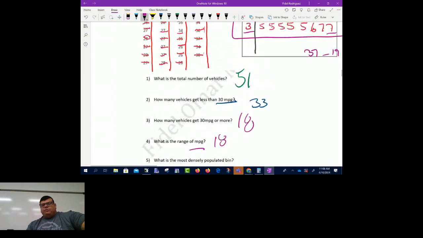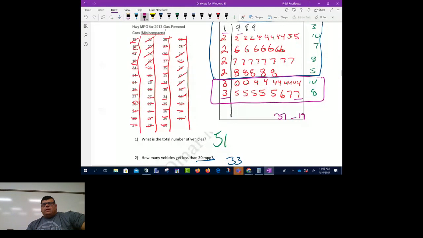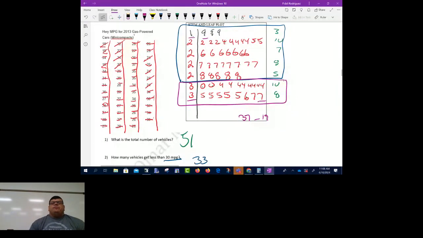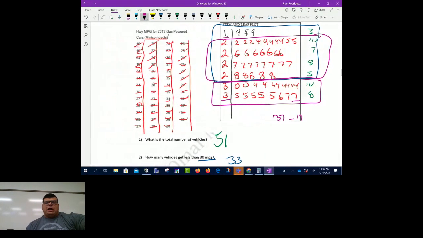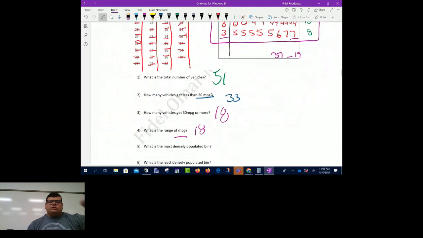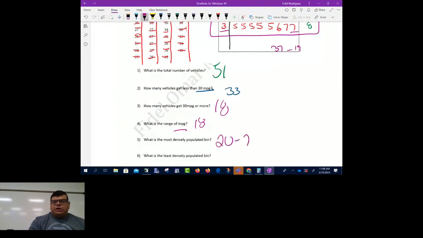Y'all, what they're referring to here, when we're talking about the most densely populated bin, we're asking ourselves which one had the most in the teens, in the 20s, or in the 30s? So I would say definitely by looking at this, it appears like in the 20s, right? Cars that are getting in the 20 miles a gallon. So I would say cars within ranges of 20 to 29 miles a gallon, right?